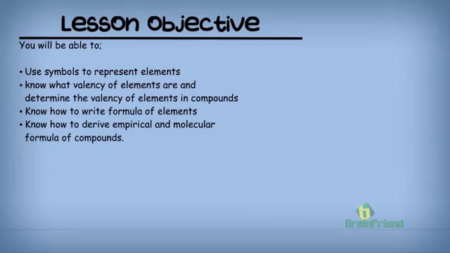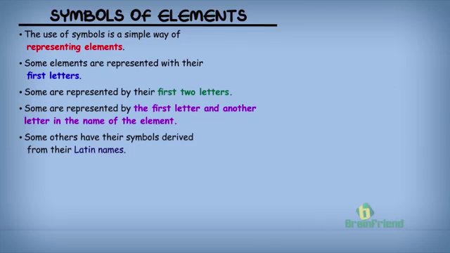So, at the end of this class, you would be able to use symbols to represent elements. You know what valencies of elements are, and you'll be able to determine the valency of elements in compounds. You'd also know how to write formulae of elements, and you'd know how to derive the empirical and molecular formula of compounds.